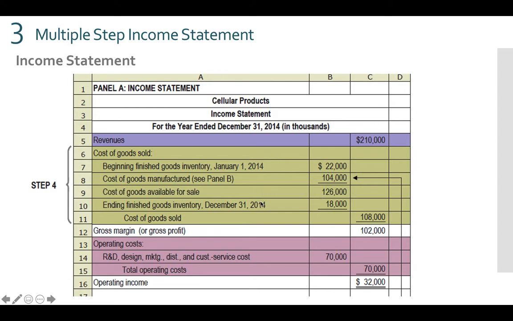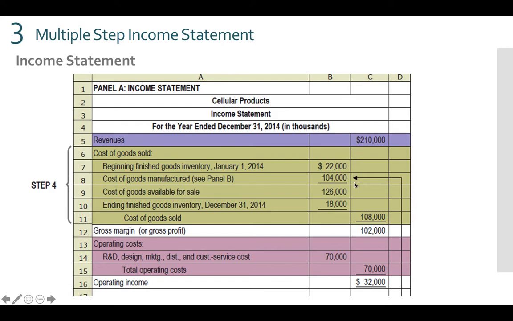Next, we account the ending finished goods inventory on December 31, which is the end of the year, which is $18,000 as an example. So we got the cost of goods sold $108,000. We have cost of goods available for sale of 126, and we subtract the ending finished goods inventory, which is 18,000. So we get 108 cost of goods sold.